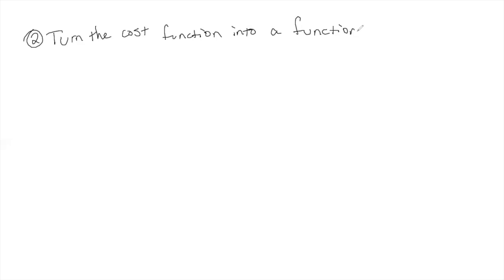Now, moving on to step 2. I want to turn the cost function, because this is the thing I want to minimize, into a function of one variable. Okay? So I'm going to use the relationship L equals 2W to figure this out, and I'm also going to use 60 is equal to LWH.